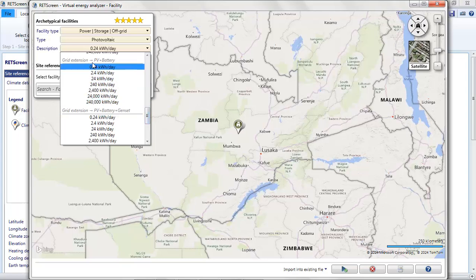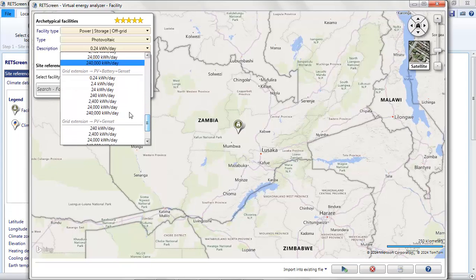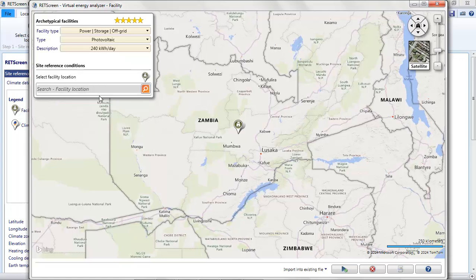Grid extension in the base case and a photovoltaic plus battery system in the proposed case, or grid extension in the base case and a photovoltaic plus battery plus genset system in the proposed case. So that latter option seems a bit better. And here we see that we have a choice between 240 kilowatt hours per day load and 2,400 kilowatt hours per day load. We don't have an option to pick 600 kilowatt hours per day, which is our actual load. So I can either be too big or too small. I'm going to pick 240 kilowatt hours per day here.